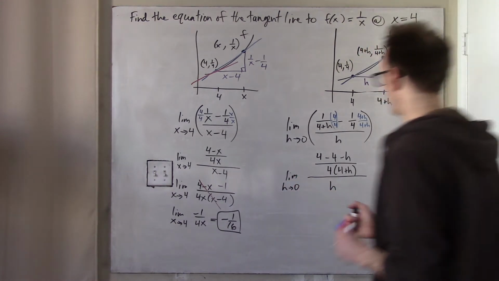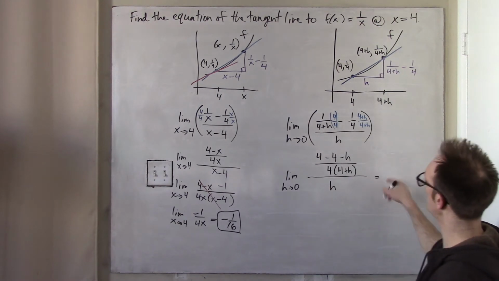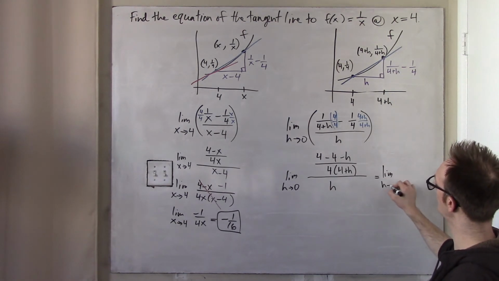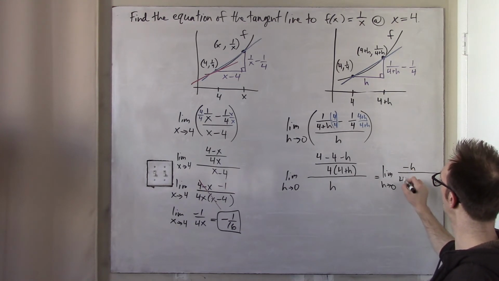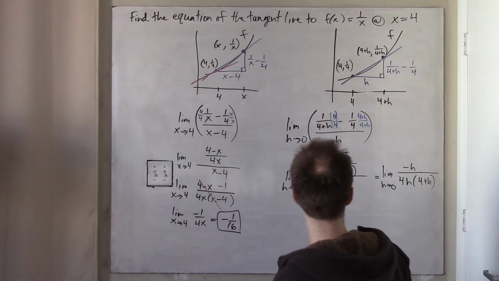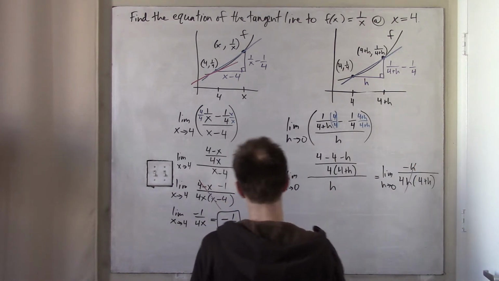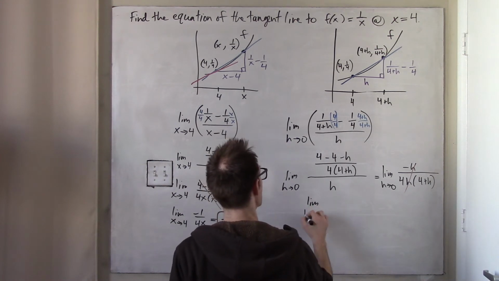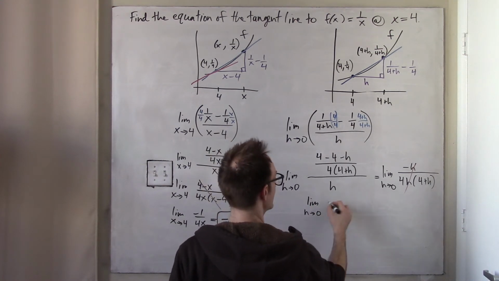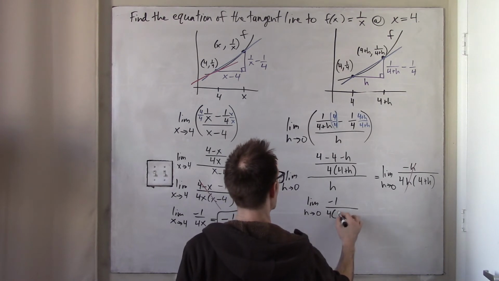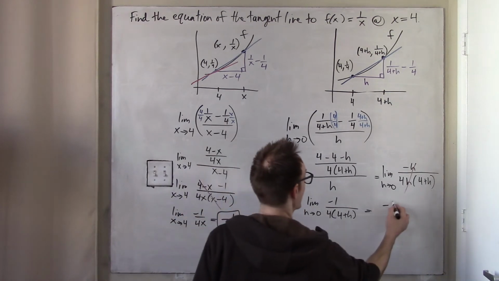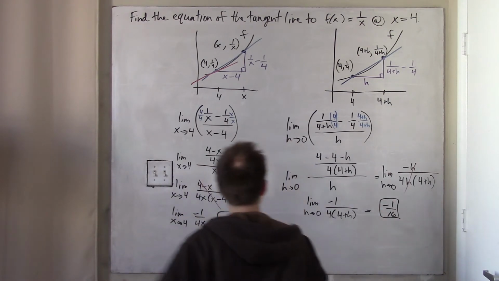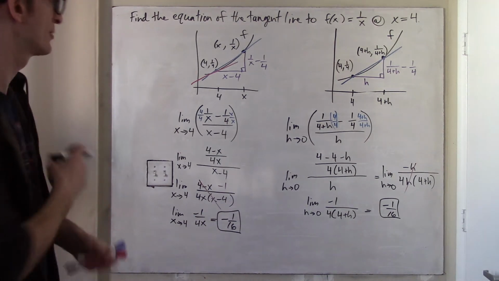And if I simplify all that, then I get, maybe I'll do it over here, the limit as h approaches 0 of, the 4's cancel, and I get -h over 4h(4 plus h). Of course, the h's cancel, and this therefore is the limit as h approaches 0 of -1 over (4 plus h). And when I plug in 0 for h, I get, again, -1/16. Okay, so maybe that was worth doing, I don't know.